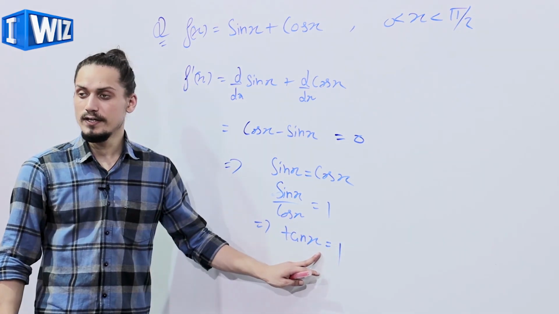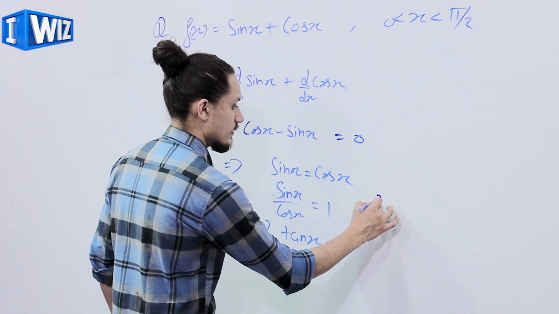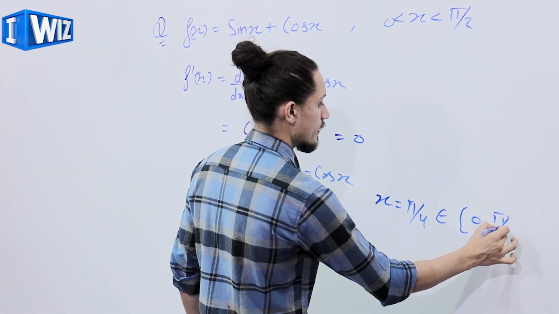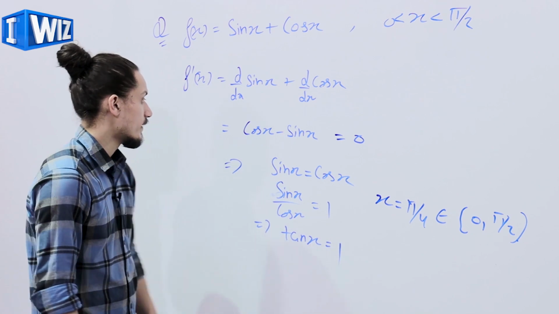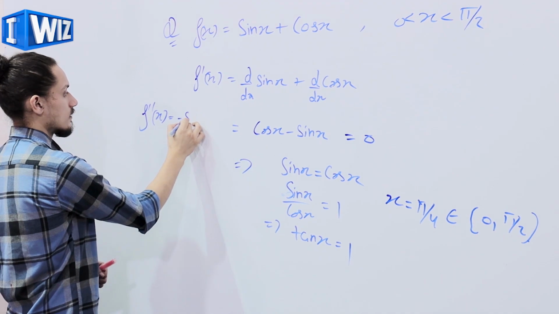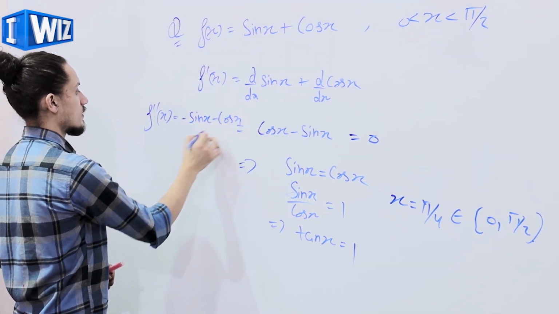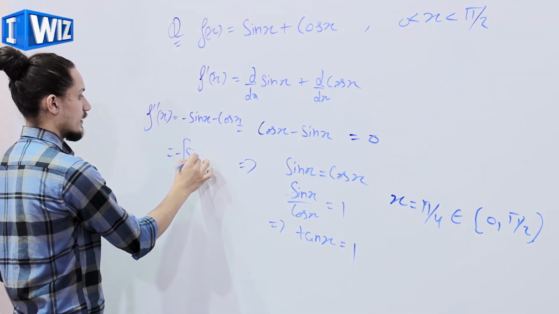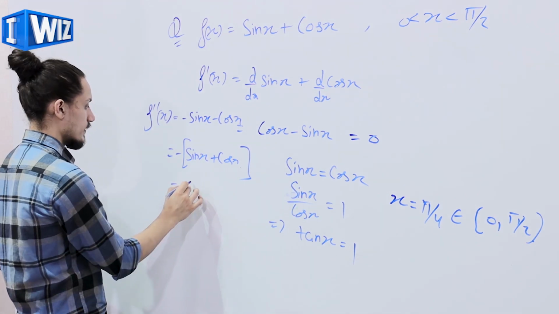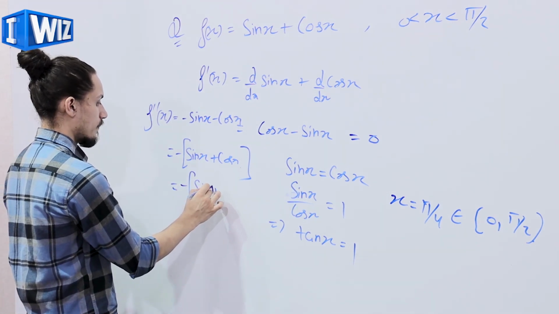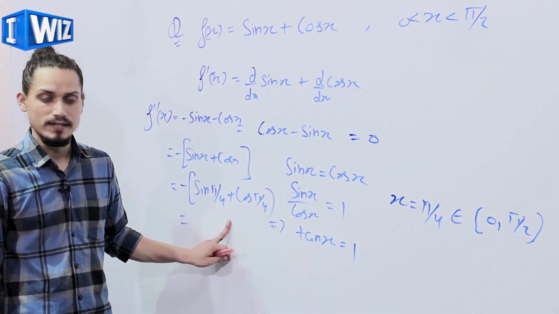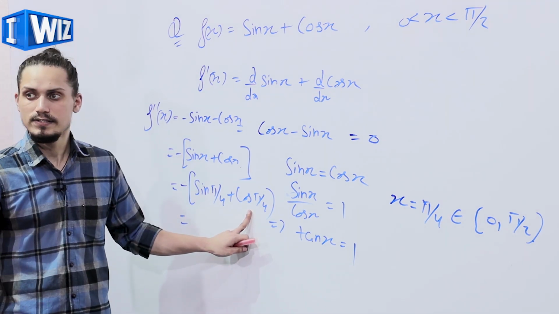Now tangent x is equal to 1 at pi by 4. So we have x is equal to pi by 4, which lies in the interval 0 to pi by 2. So using this value in f double dash x, in this case it will be equal to minus sin x minus cos x, which is equal to minus of sin x plus cos x at pi by 4. So minus sin pi by 4 plus cos pi by 4 is equal to, now sin at 45 degrees is equal to 1 upon under root 2, and cos at 45 degrees is equal to 1 upon under root 2.